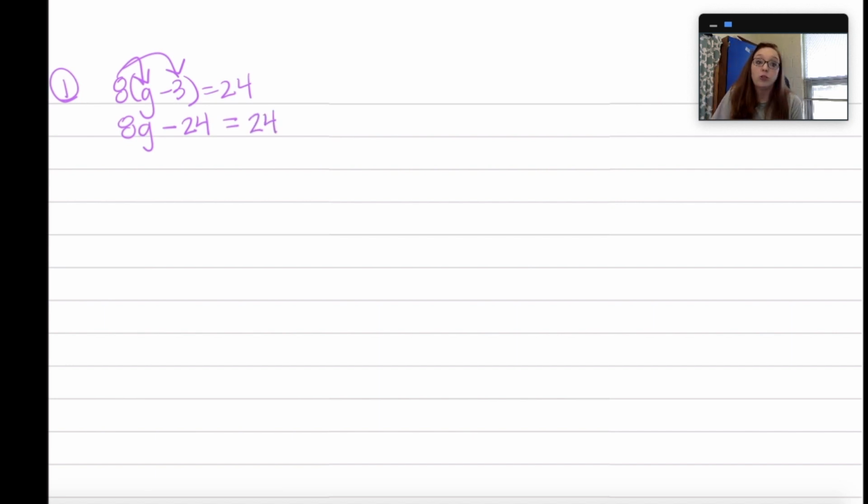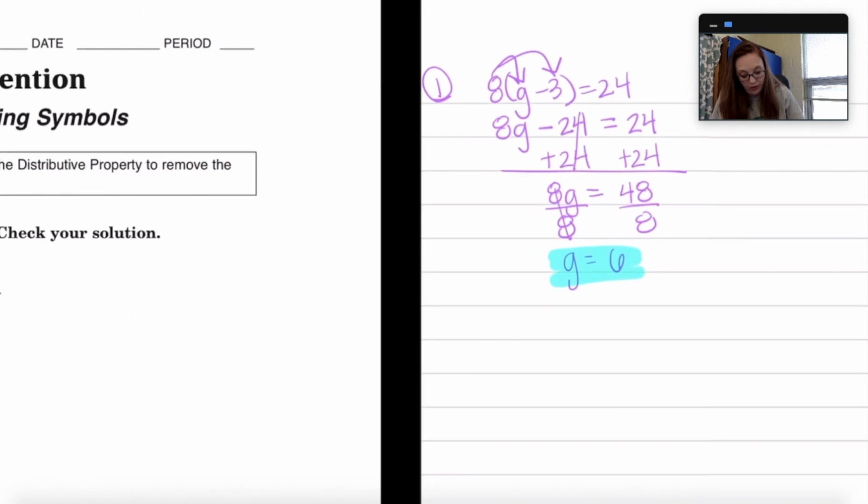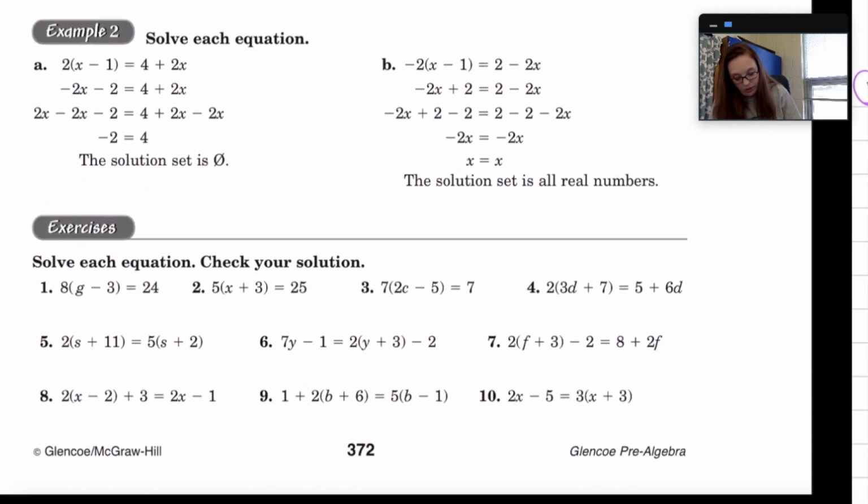At this point, you should be able to solve the equation. So you're going to add 24 on both sides, leaving you with 8G equals 48, and then we divide both sides by 8. So G will be 6, and let's highlight that answer. So G equals 6. I'm going to go back to the first page and write that down.